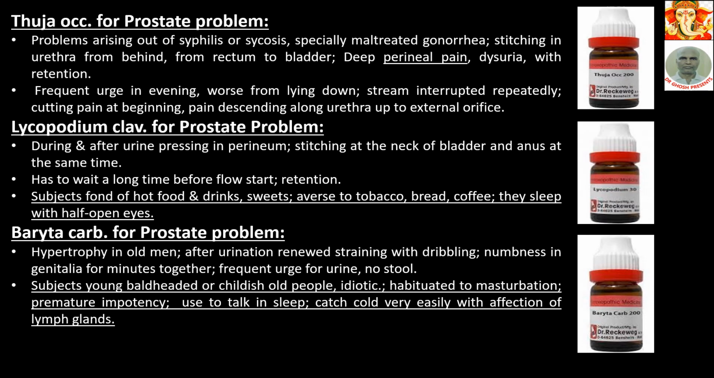Now the remedial treatment. Thuja occidentalis for prostate problem arising out of syphilis or psychosis, especially maltreated gonorrhea. Stitching in urethra from behind, from scrotum to bladder, deep perineal pain, dysuria, pain in urination with retention, frequent urge in evening, worse from lying down, stream interrupted repeatedly, cutting pain at beginning, pain descending along urethra up to external orifice.